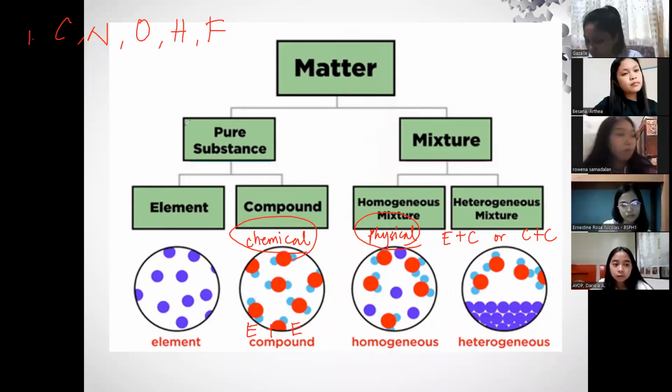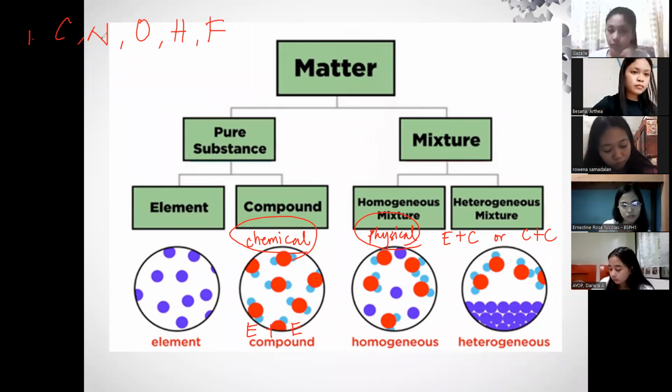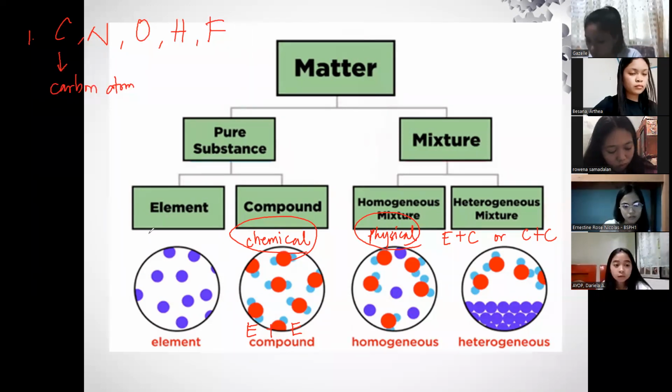When we look at the atoms, they are just one type of atom. They are composed of one type of atom. When you say carbon element, it is composed of carbon atom only. So yan din yung name ng kanyang atom. So one type lang. Pero how about a compound? Can you give me an example of a compound?